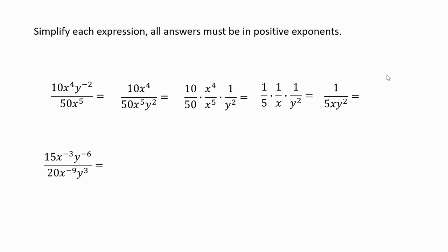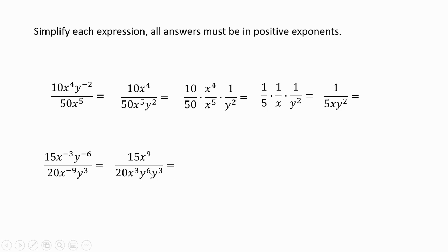So first, let's deal with all the negative exponents. Right, so the x to the negative 3 drops to the denominator, and the x to the negative 9 goes to the numerator. The y to the negative 6 drops to the denominator. What happens is people just start moving stuff around. This y to the third down here in the denominator just stays there because it's not a negative exponent.